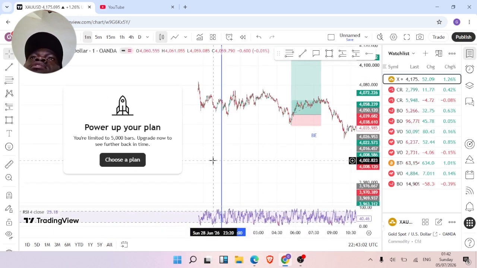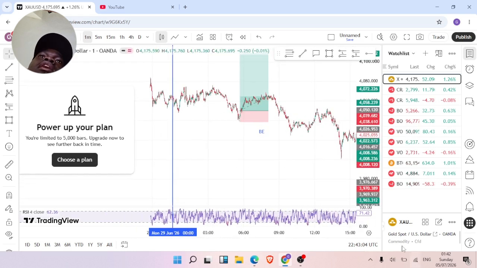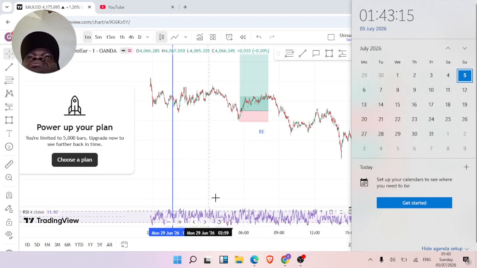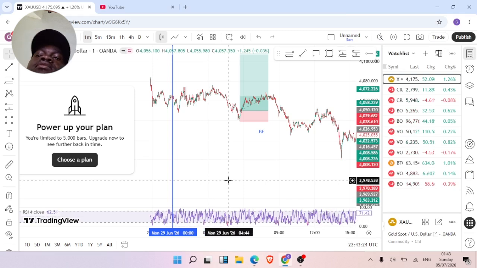So for today we are backtesting last week's price action, and for last week's price action I'm talking about the week that began on 29th of June, ending on Friday, which is 3rd of July 2026. So that is what we are backtesting today.